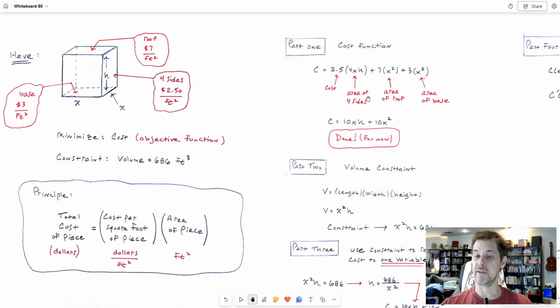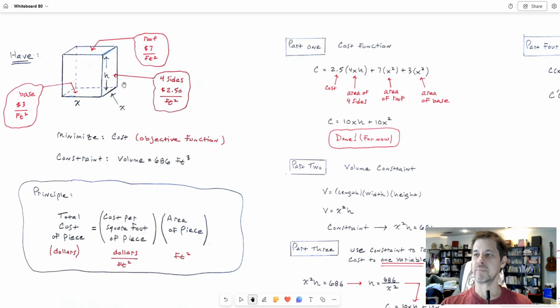And what you're looking at there for the four sides is their cost per square foot times the total area. Multiplying those together gives me the total cost of just the four sides. What about the roof and the base? Well, the roof and the base are each squares, and they're x by x.